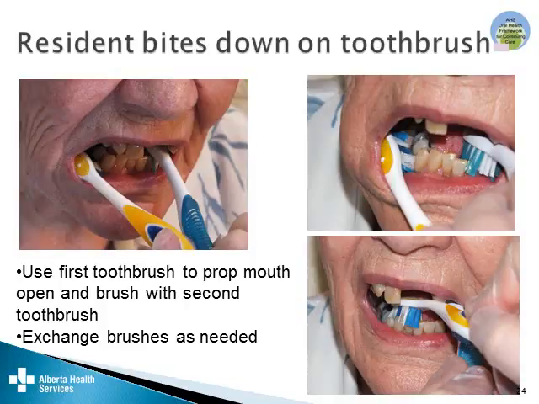As Willie bit on the first brush, they used the brush to act as a mouth prop while brushing the teeth with the second brush. The facilitator was better able to access the tongue side with the first toothbrush handle that was used as a lever. Once one side was done, the process would repeat itself on the other side.